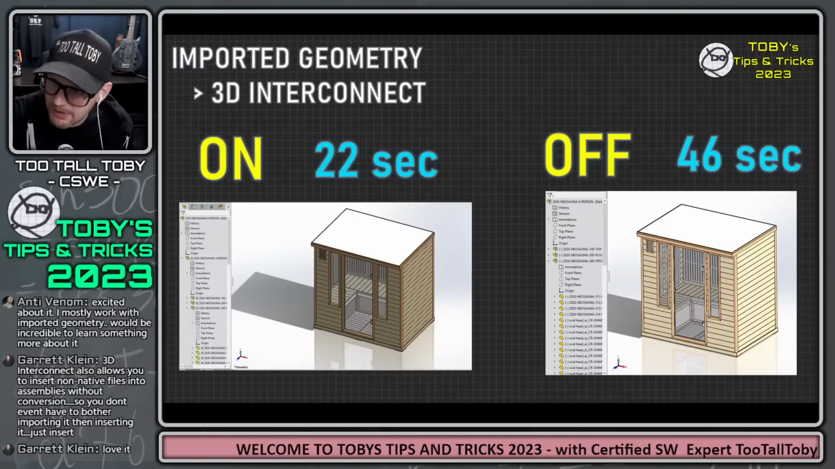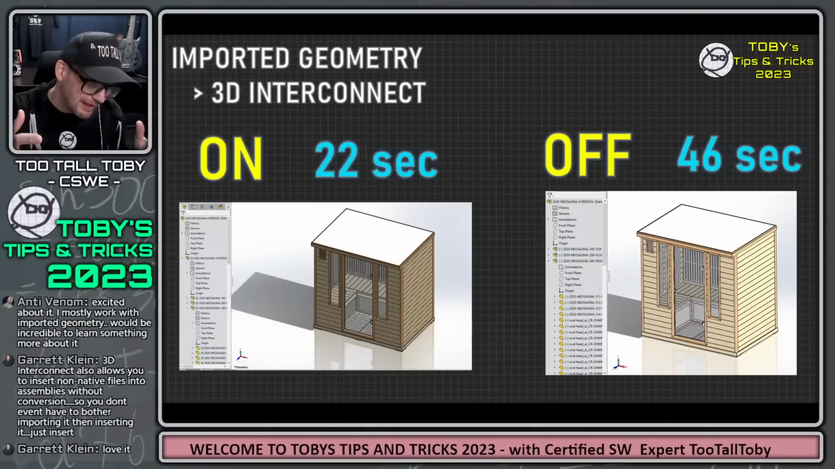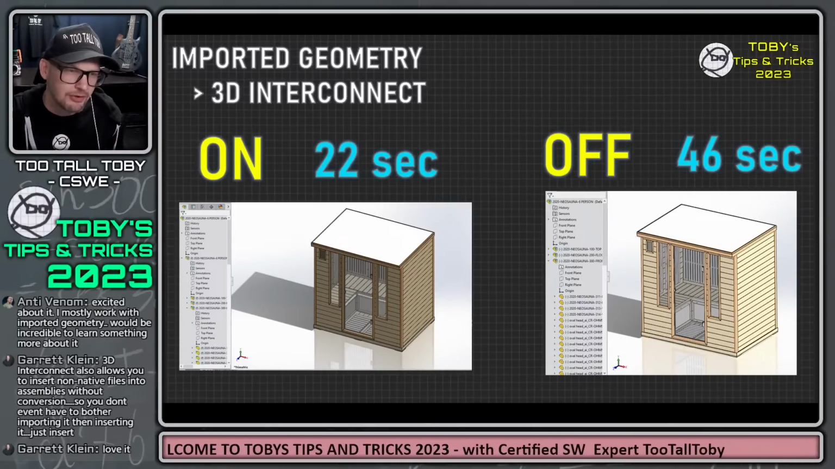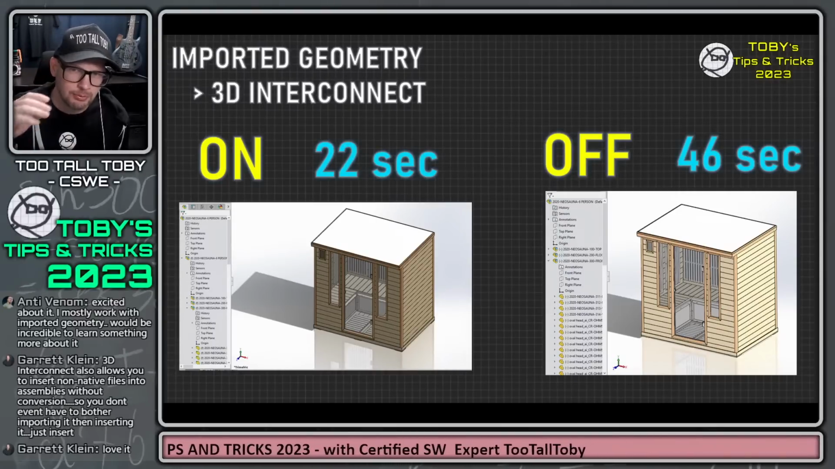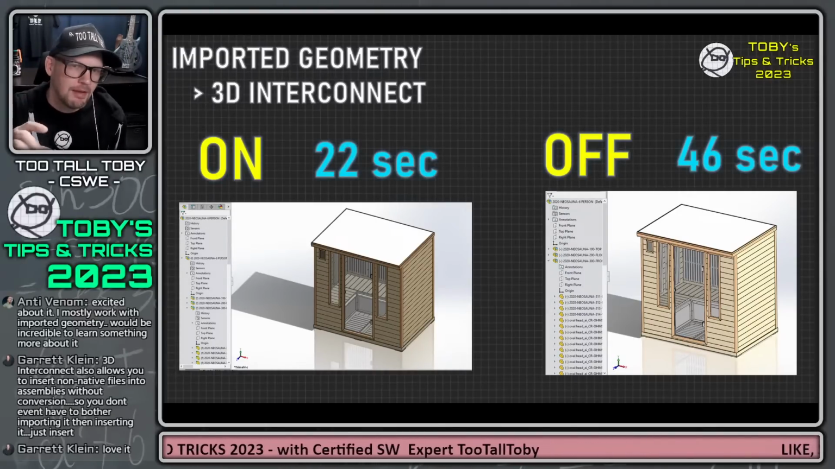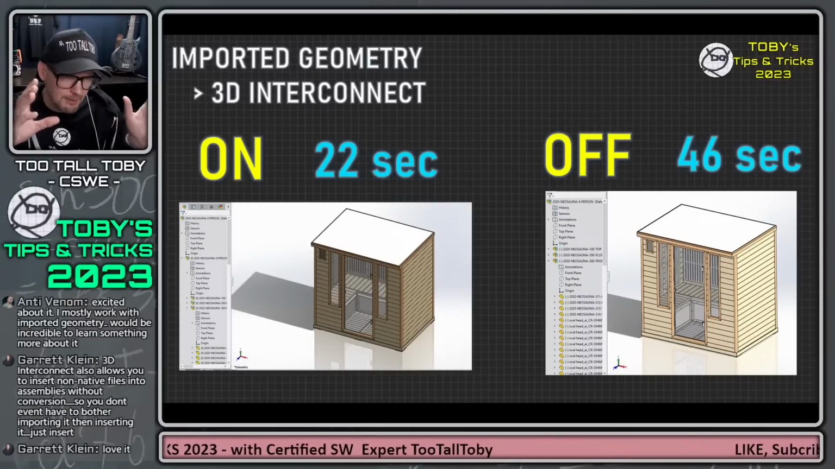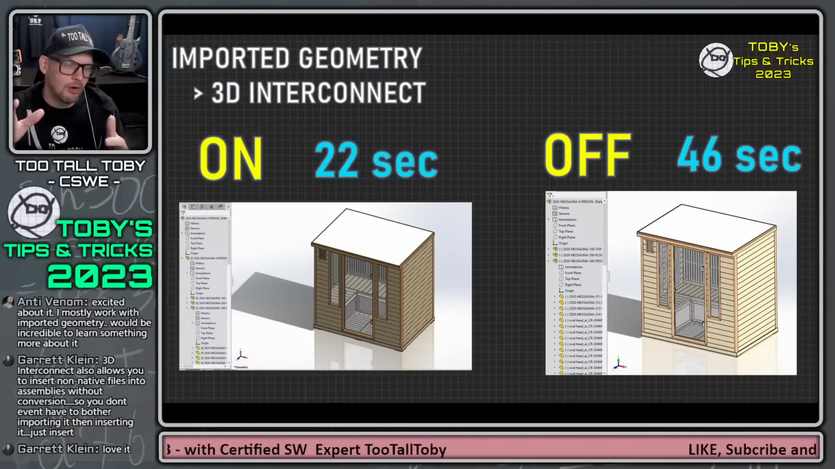In the case of this assembly here, there were about 1,000 different unique solid bodies. It opened in 22 seconds with 3D interconnect turned on, and in 46 seconds with 3D interconnect not turned on. So you can go either way. You can open it with 3D interconnect turned on or not turned on.